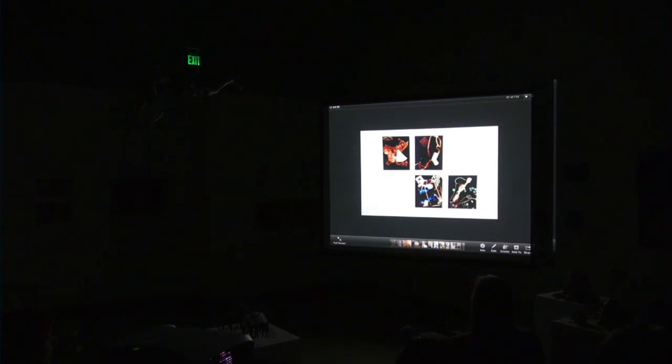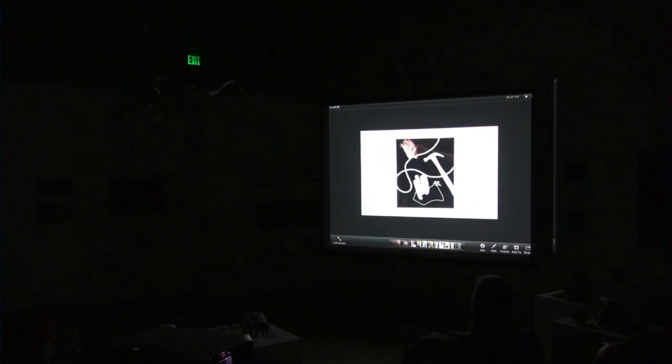And then this is just an image from a show that we did where we made photograms. We combined things that we'd used in previous works and just made these 16x20 photograms. And they're a little bit more abstract.